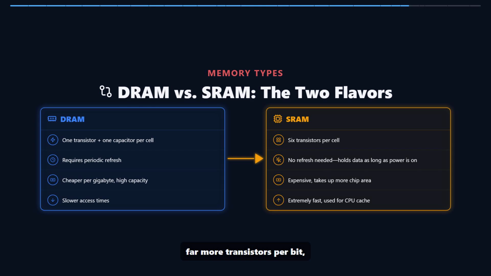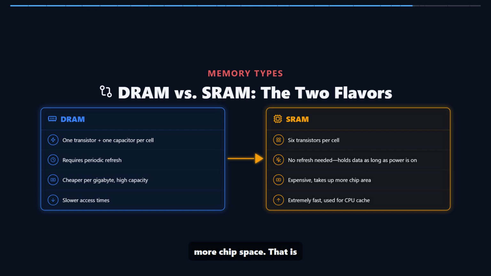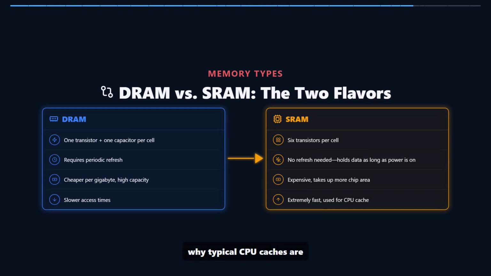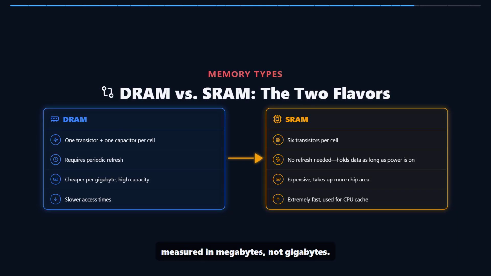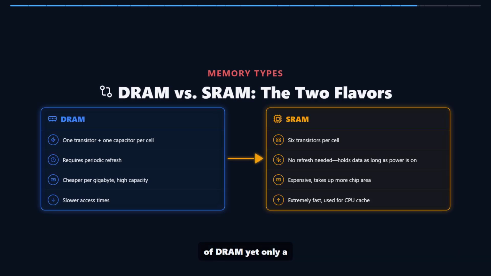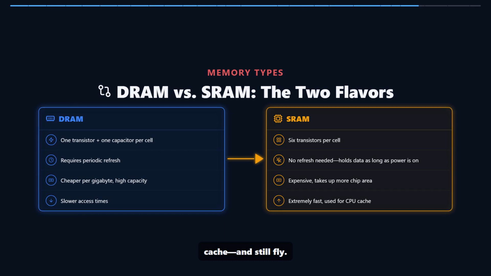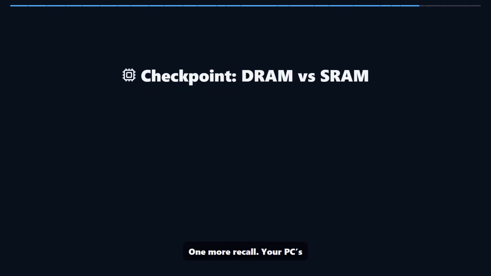It uses far more transistors per bit, needs no refresh, and is lightning fast but expensive, and takes up more chip space. That is why typical CPU caches are measured in megabytes, not gigabytes. This split is why your system can have 32 gigs of DRAM, yet only a few dozen megabytes of SRAM cache, and still fly.